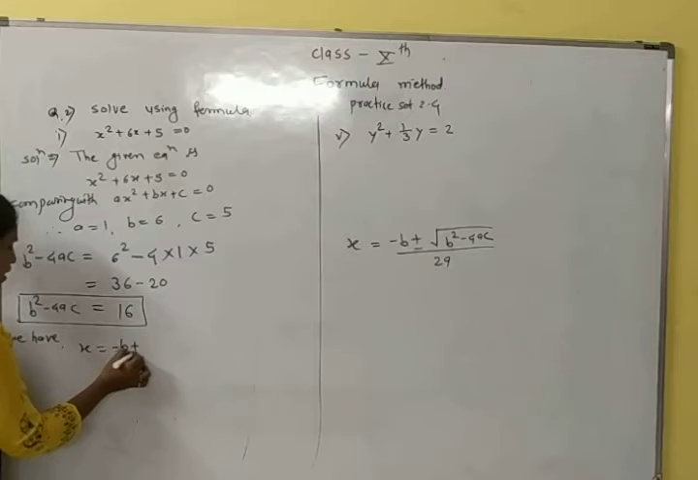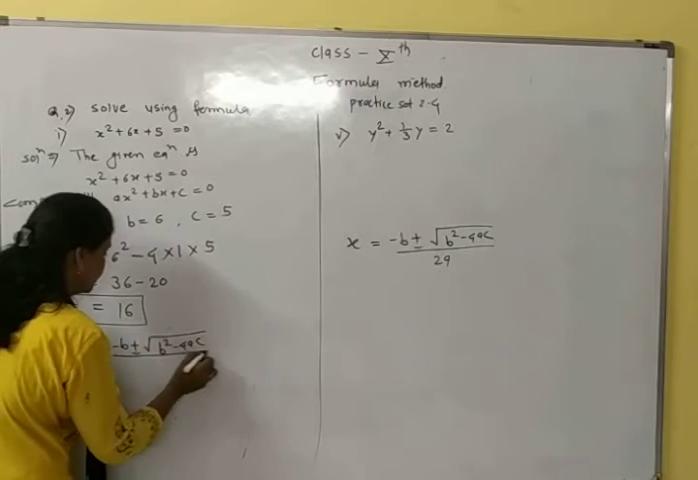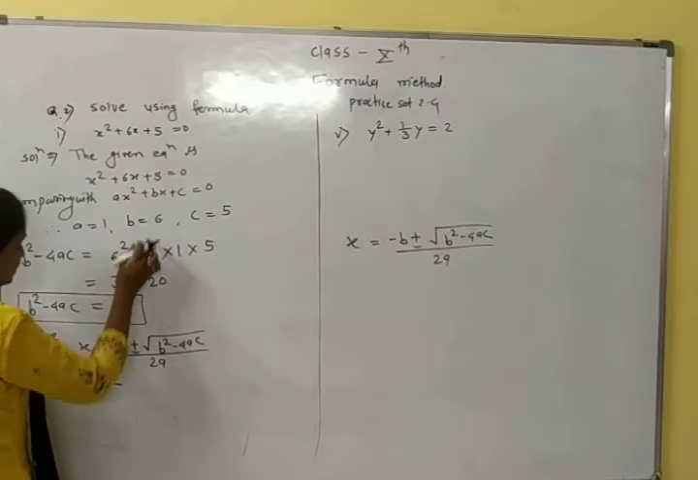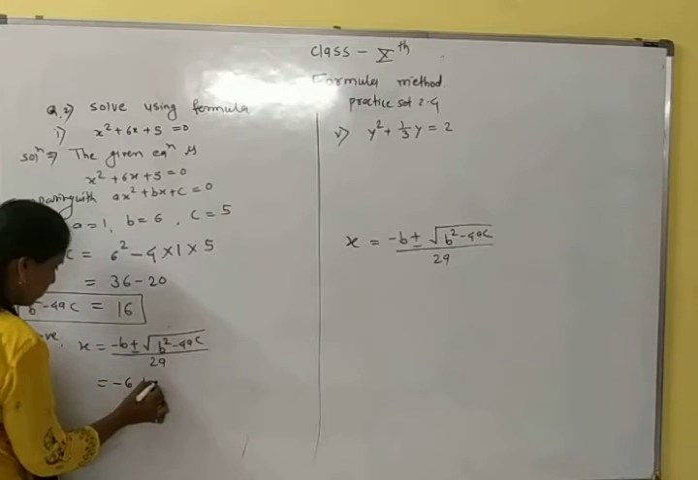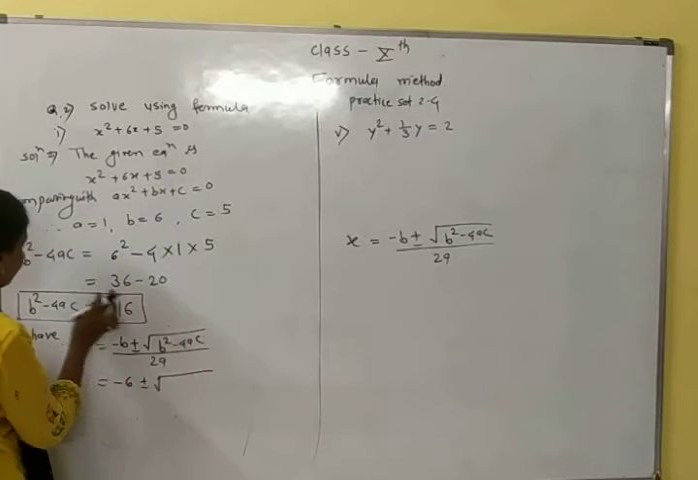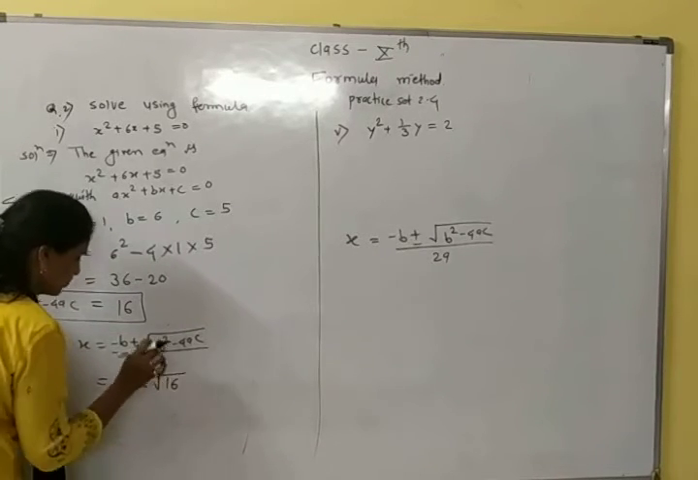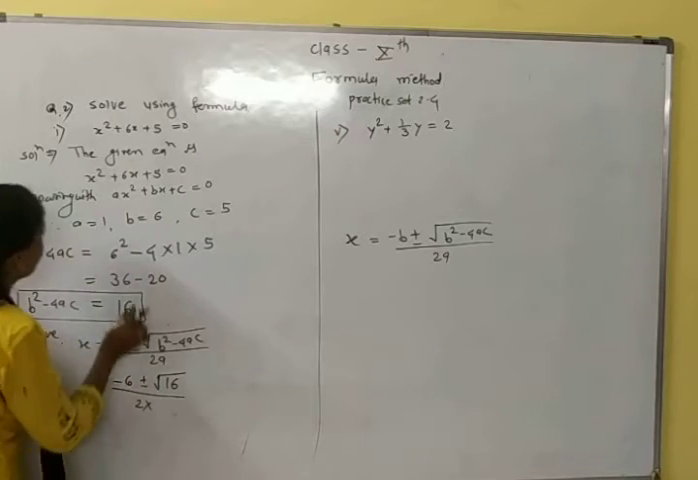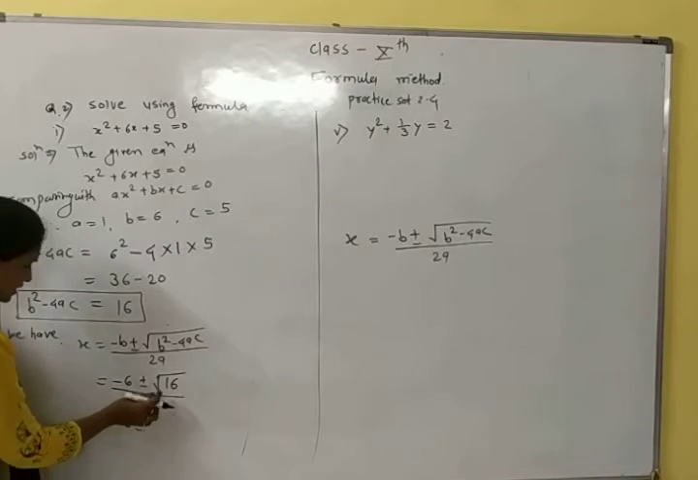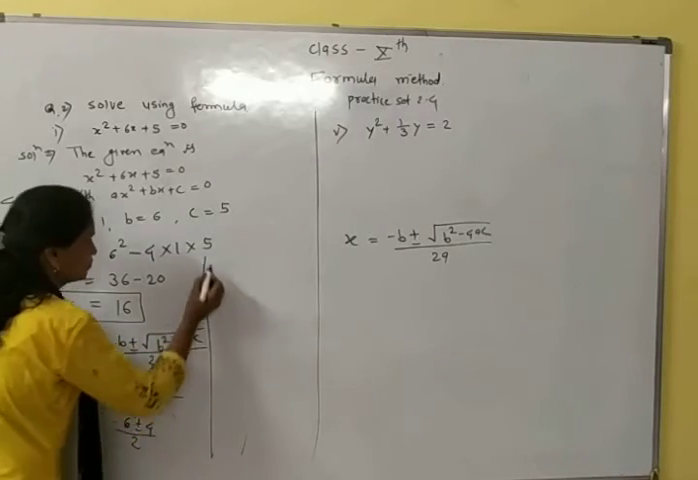Therefore, we have x equal to minus b plus or minus square root of b square minus 4ac upon 2a. Here the value of b is 6, so minus 6 plus or minus square root, and the value of b square minus 4ac is 16. So here root 16, divided by 2 into a is 1, 2 into 1. Minus 6 plus or minus, square root of 16 is 4 and 2 1s are 2.